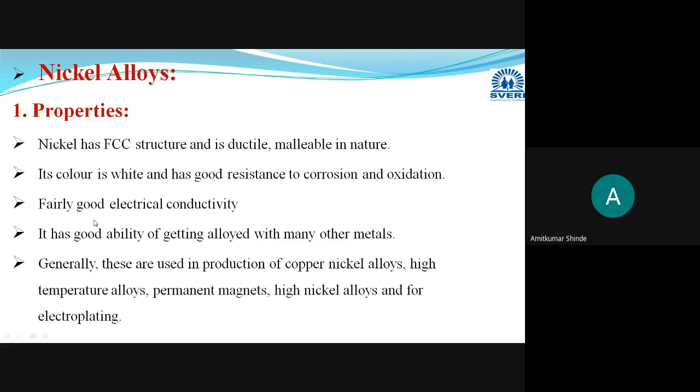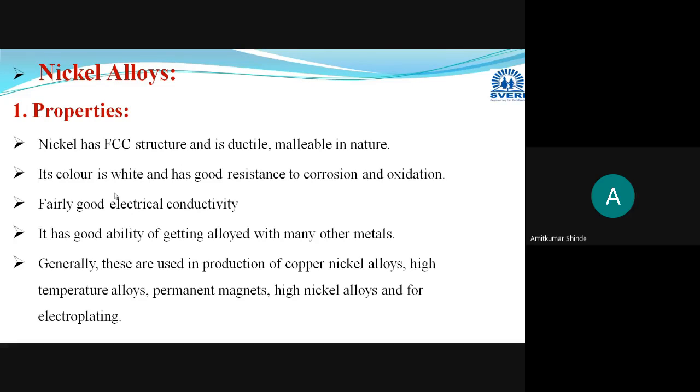Then the next property is that it has fairly good electrical conductivity. Its electrical conductivity is not as good as copper or aluminum, but it is fairly good. You can use it for some applications. And then nickel has the characteristic that it can be easily alloyed with different alloying elements. It may be alloyed easily with chromium, iron, manganese, or silicon, depending on the desired characteristics or properties required in your component. Nickel can be alloyed with different alloying elements very easily.